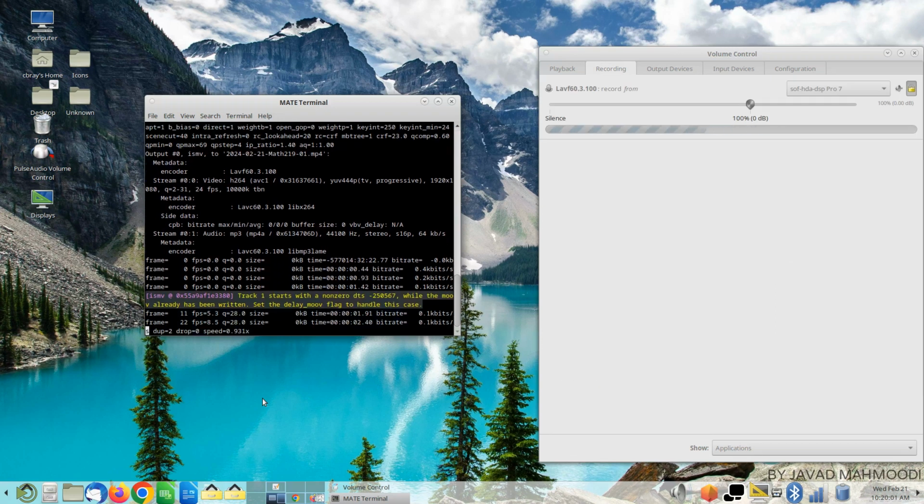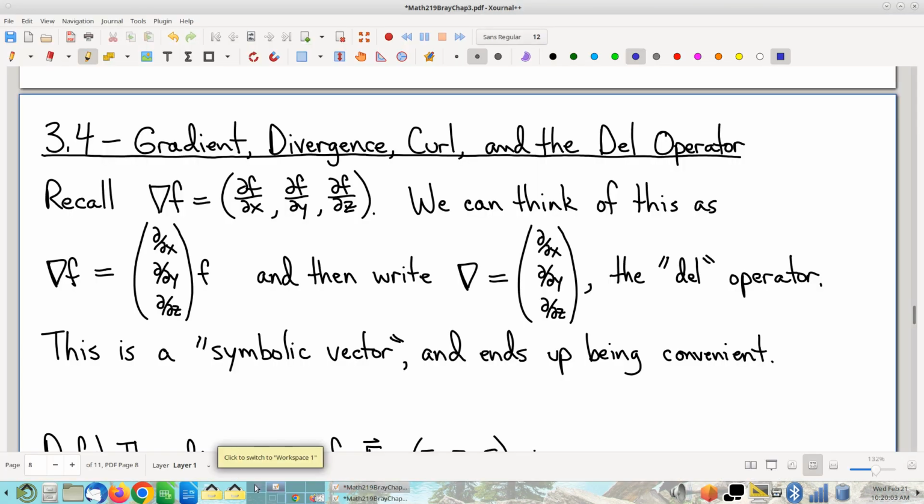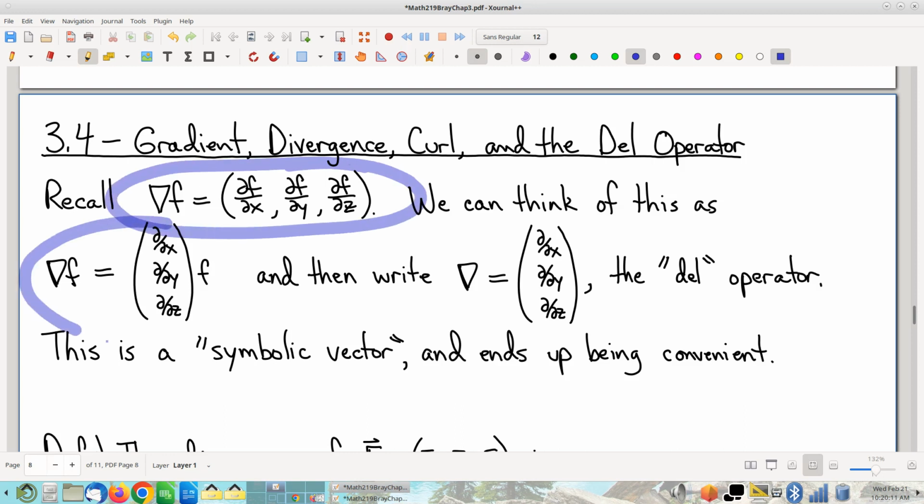Okay, off we go. So last time, we just barely got started in section 3.4. Let me remind you roughly what the point of that was. We had this thing called the gradient, right? And the gradient is a vector whose components are partial derivatives, but the very first thing we did is reinterpret that as the result of applying this sort of vector operator, if you will, to some function, right?